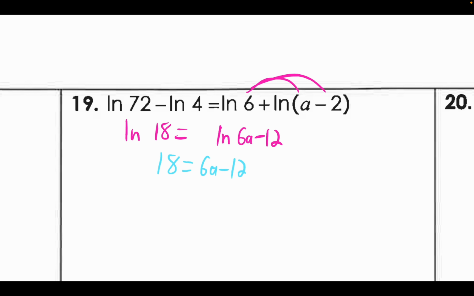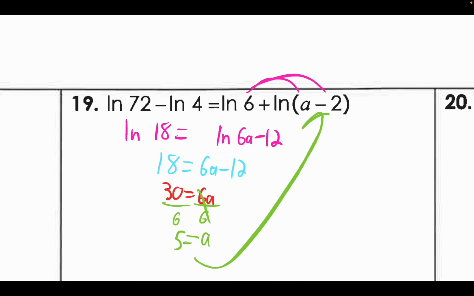And so that gives me, as I add 12 to both sides, 30 equals 6a. And then divide both sides by 6. A equals 5. And I can't plug 5 into any of these that are just numbers, but if I plug 5 into here, it works just fine and doesn't produce a negative.